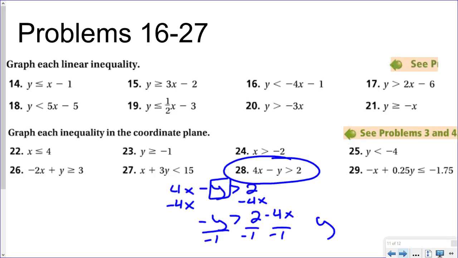Then you'd have y is, flip the inequality around. Whenever you divide by a negative or multiply by a negative, it flips. And then you'd have -2 plus 4x. You could easily graph this one because your m is 4 over 1 and your b is -2. And then you would do a dotted line, shade, and you'd be good.